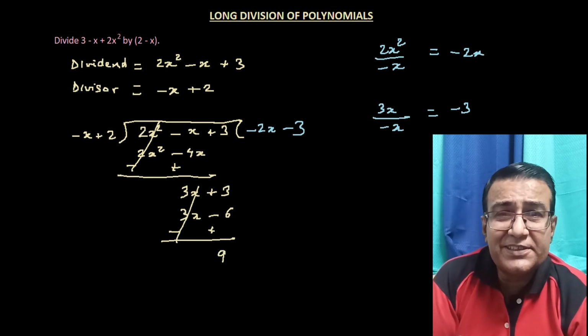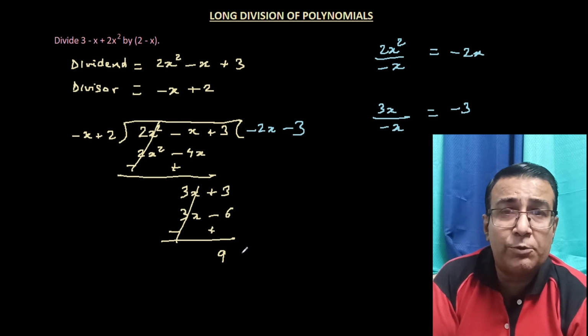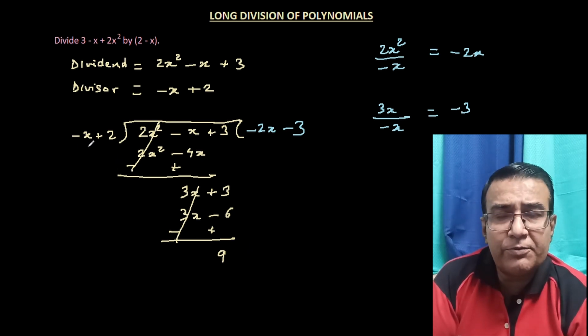Now this 9 cannot be divided by minus x again because that will give us something rational. We don't want the variable to go in the denominator. So our long division finishes here.